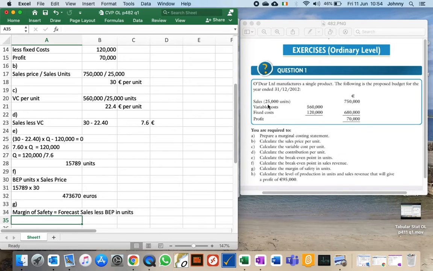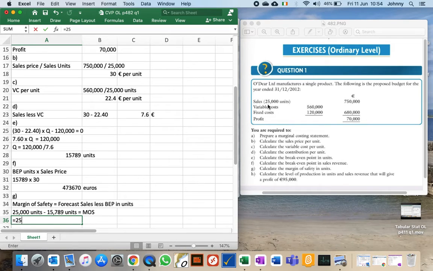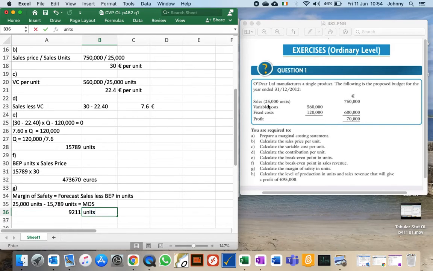So our forecast sales is 25,000 units. We take away the 15,789 units. That's our break-even point, and that gives us our margin of safety. So we can undersell by 9,000 before we start going into a loss-making situation. It just gives us an idea of how much leeway we have in case we just don't reach our target.